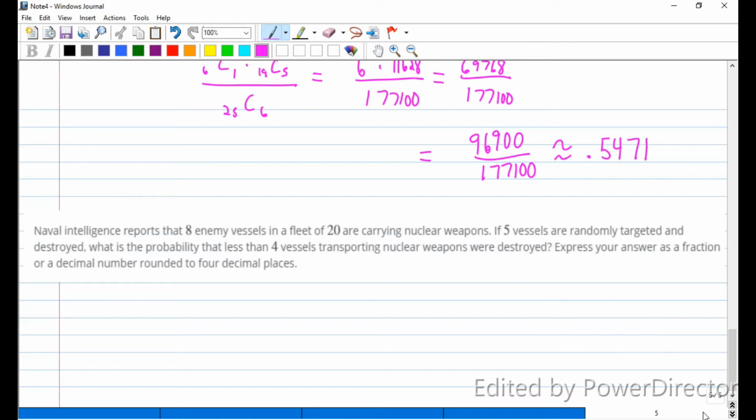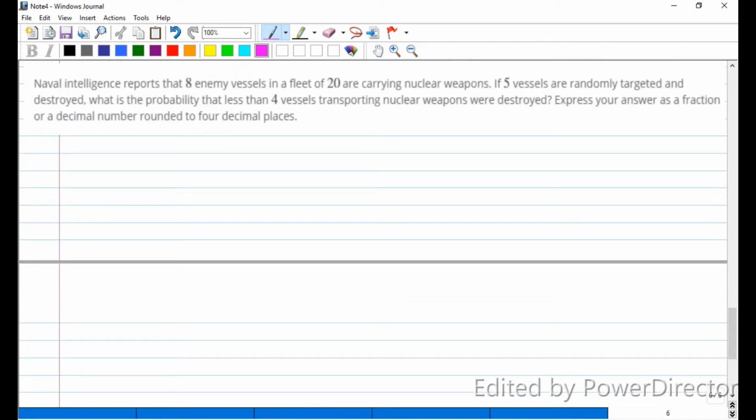All right. Naval intelligence reports that 8 enemy vessels in a fleet of 20 are carrying nuclear weapons. If 5 vessels are randomly targeted and destroyed, what is the probability that less than 4 vessels transporting nuclear weapons were destroyed?